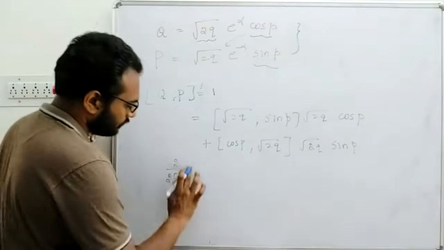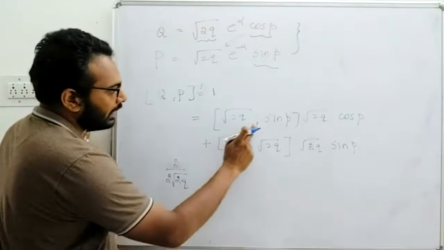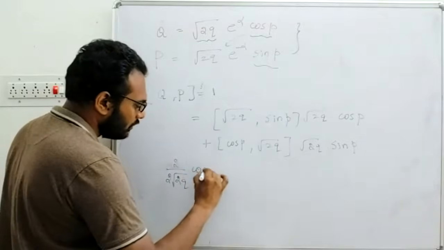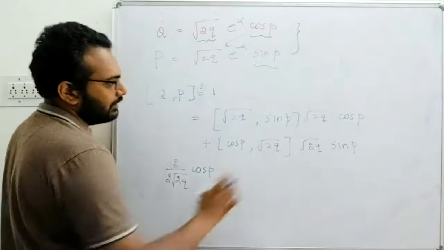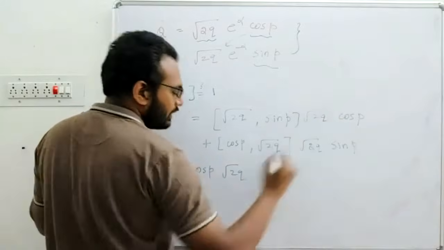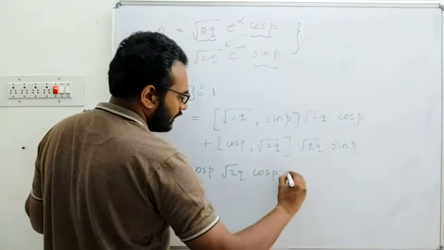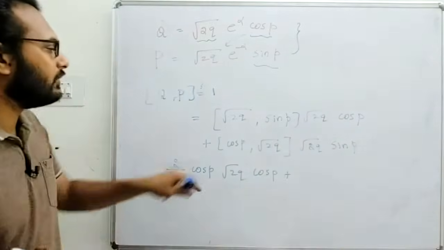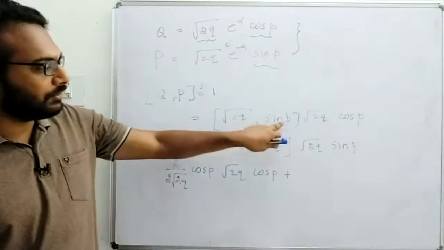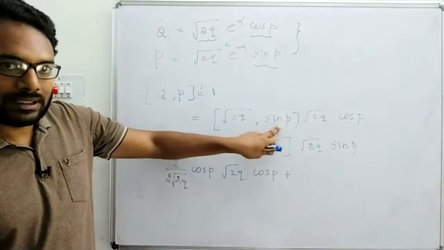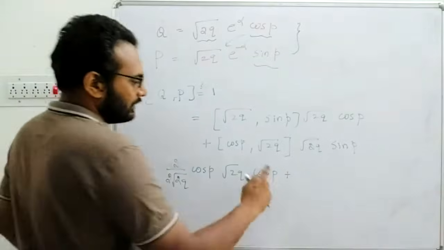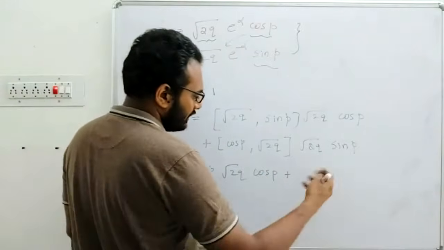All right. And then you have the derivative of the second thing with respect to P. That becomes cos P, and you have a square root of 2Q there and cos P. The second term is automatically 0. You don't have to write it, because the derivative of the first one with respect to P and the derivative of the second one with respect to Q, these are 0, so you need not write it down. Am I right? So you just write the second thing. I'm just simplifying it.